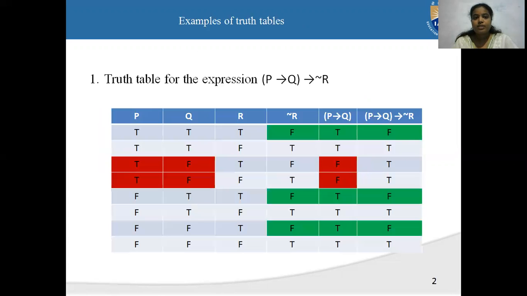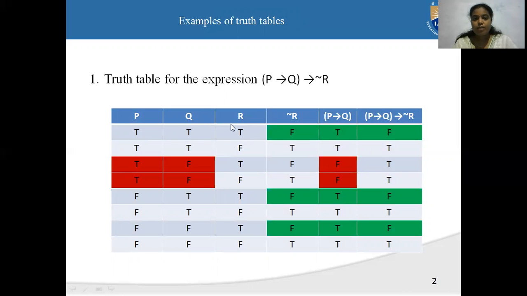Okay, so next you have to observe one truth table for this expression. First you have to identify in the given statement how many propositions there are. Here there are three propositions, that is P, Q, R. So we have 8 rows because 2 power n is the formula, where n is the number of propositions. 2 power 3 is 8 combinations.